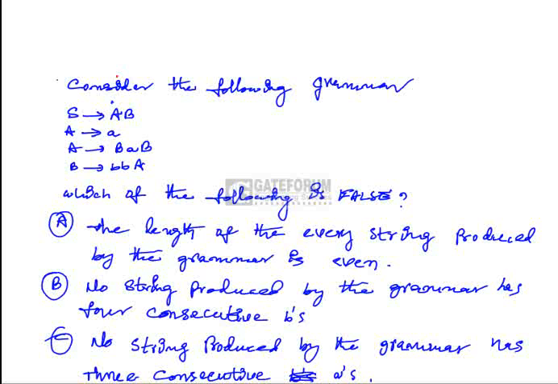Which of the following is false? Option A: the length of every string produced by the grammar is even. Option B: no string produced by the grammar has 4 consecutive B's. Option C: no string produced by the grammar has 3 consecutive A's. Option D: none of these. Here option A is correct, because the length of every string produced by the grammar is even.